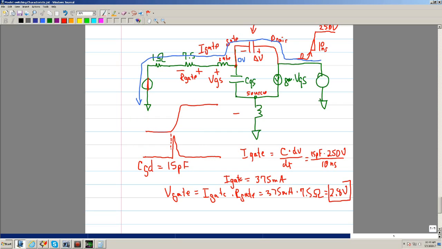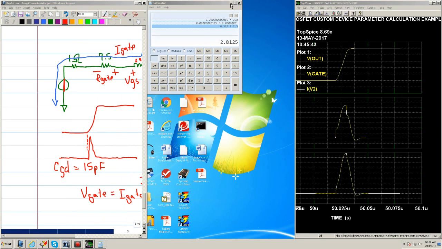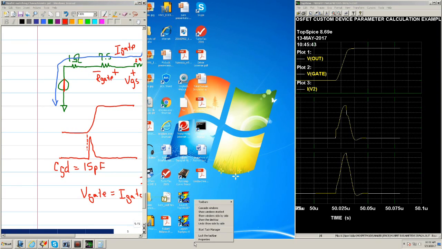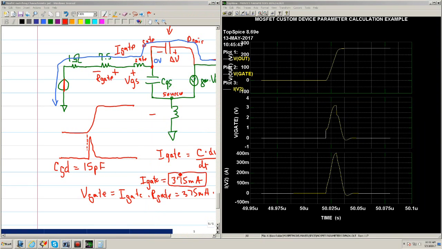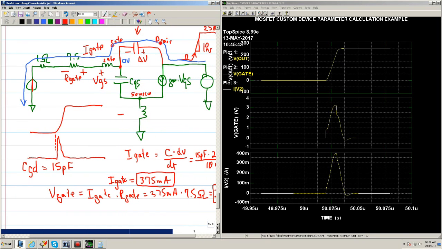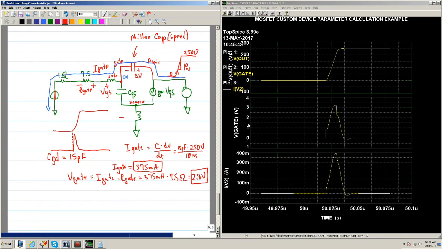Okay, let's see how close. So 2.8 is around right there, that's close. And if you notice, 375 is right there, that's very close. So for all intents and purposes, it's a pretty good match.